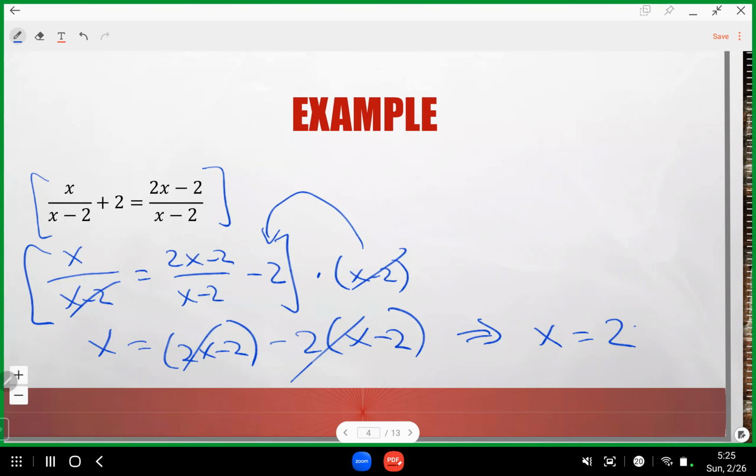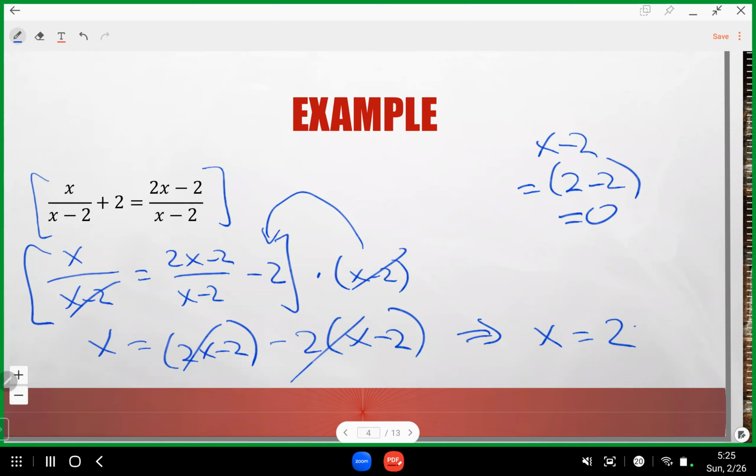Because x is equal to 2, that makes x minus 2 equal to 2 minus 2. But then you have a 0 in the denominator. And when you divide something by 0, it is undefined. So do we actually have an answer to this linear equation here? We actually don't have an answer.